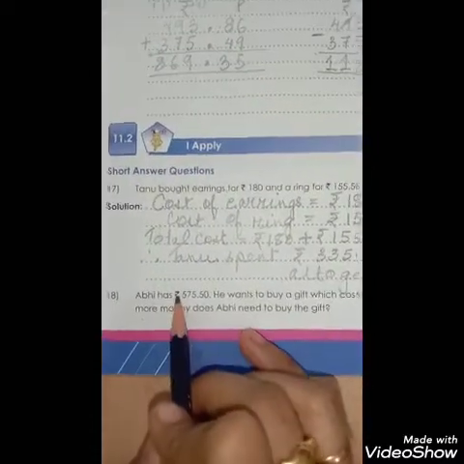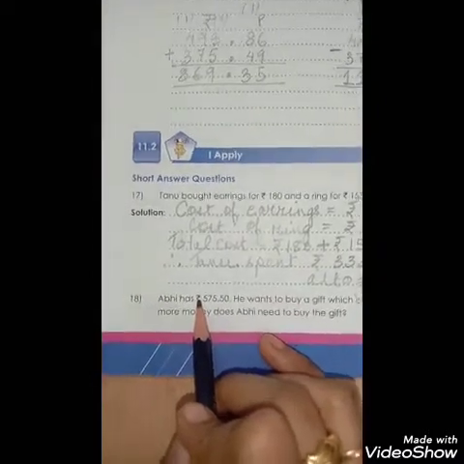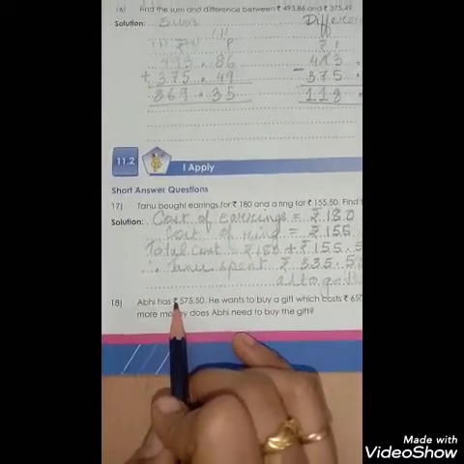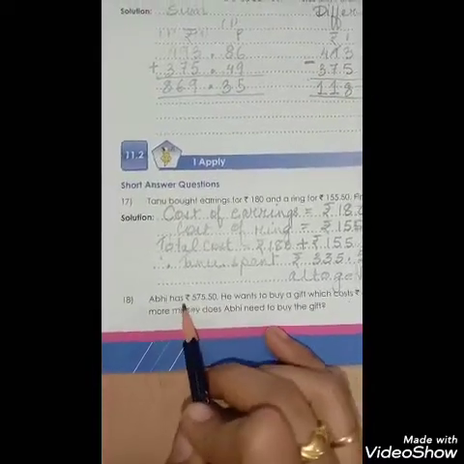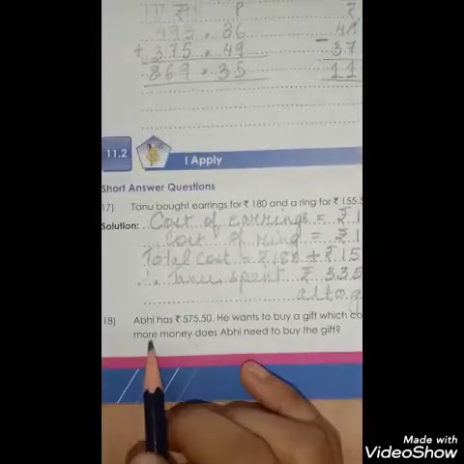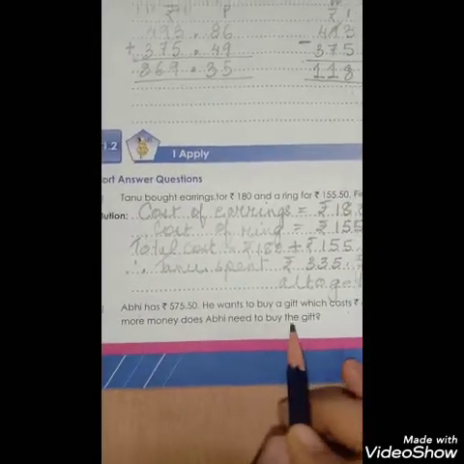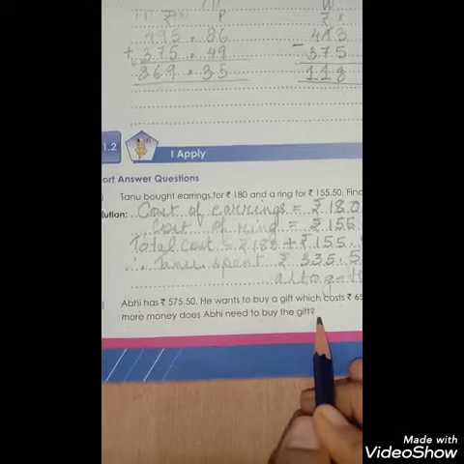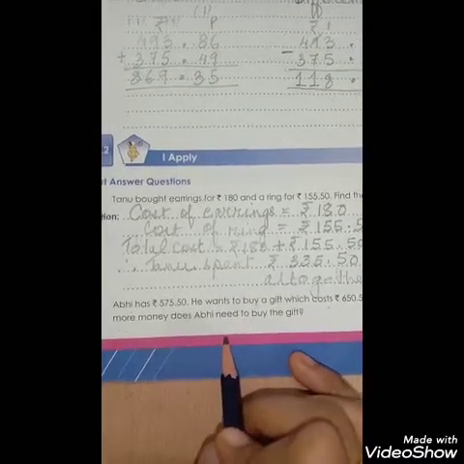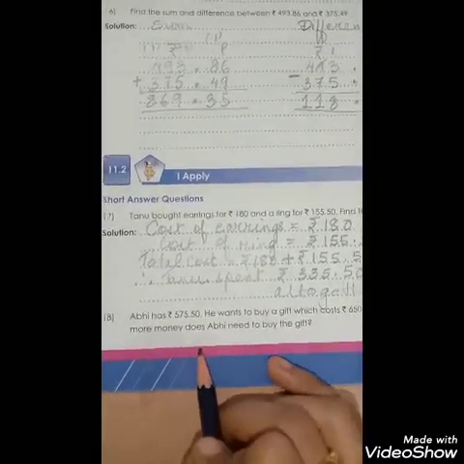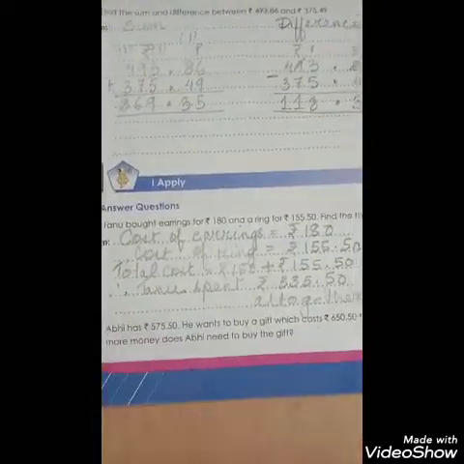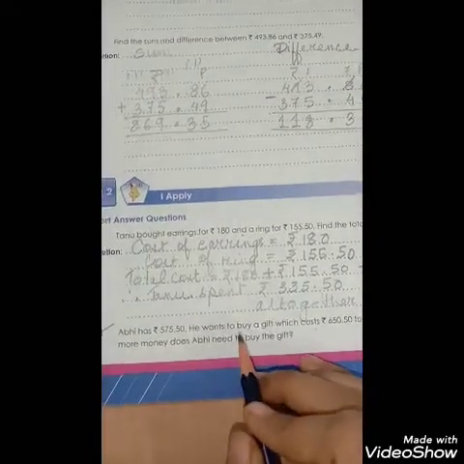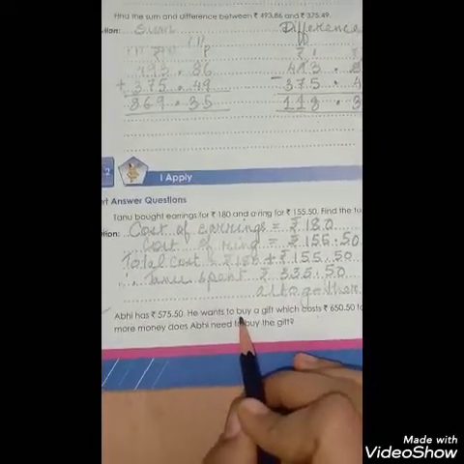How much more money does Avi need to buy the gift? So whatever amount Avi has, it is not enough to buy the gift, because the gift price is higher than whatever amount Avi has. So the question is asking, how much more money does Avi need? So here what you have to do? You have to do subtraction. So children, you do it. Question number 18, what concept? Subtraction of money. Clear?